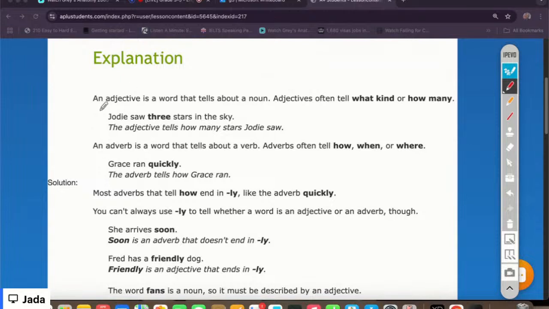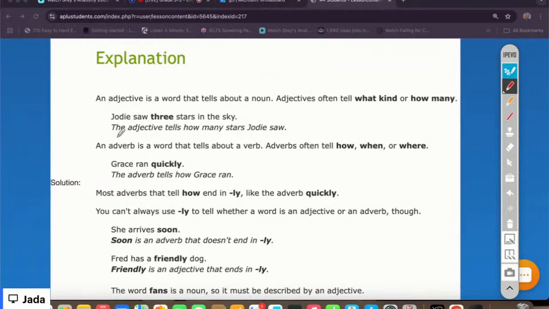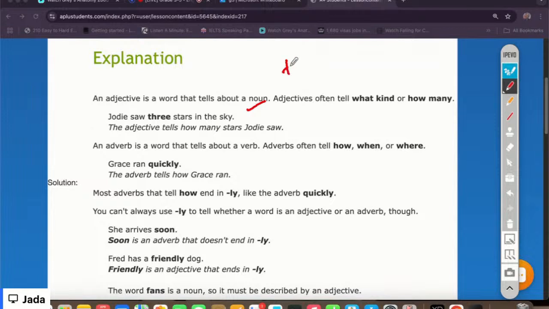Alright, so we will start now. An adjective is a word that tells about a noun. Okay? That's an adjective. Usually, adjectives often tell what kind or how many. So we have what kind, then how many. That's what adjectives tell us.